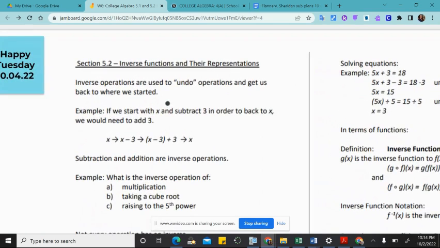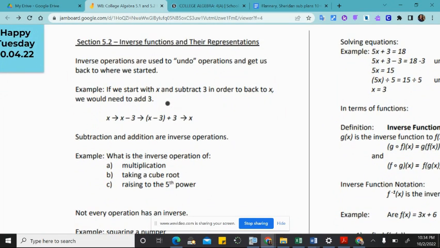So this time we're going to talk about something called inverse functions. Now, intuitively, you guys know what inverse is. You're already doing it a lot. We just haven't given it that name. So inverse operations is the stuff we do to go backwards and get us back to where we started.